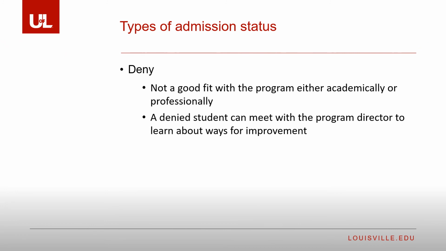The last admission status is denied. Sometimes a student in a particular program is not a good fit, and this can happen for many reasons. It can sometimes be due to GPA at the undergraduate level, and sometimes the goal statement and the rest of the application materials don't make a strong enough case for why the student should be considered for admission. A student who is denied can connect with the program and learn about areas for improvement so that they may reapply in the future and perhaps have a better chance of being accepted.